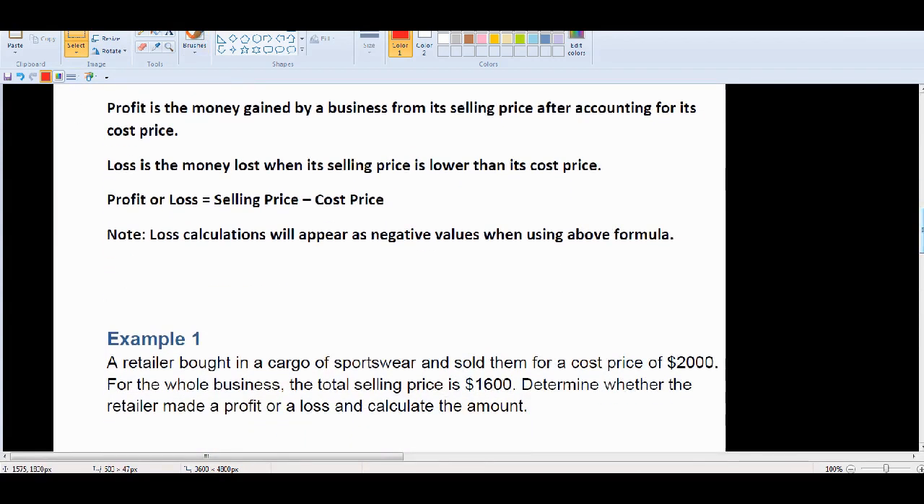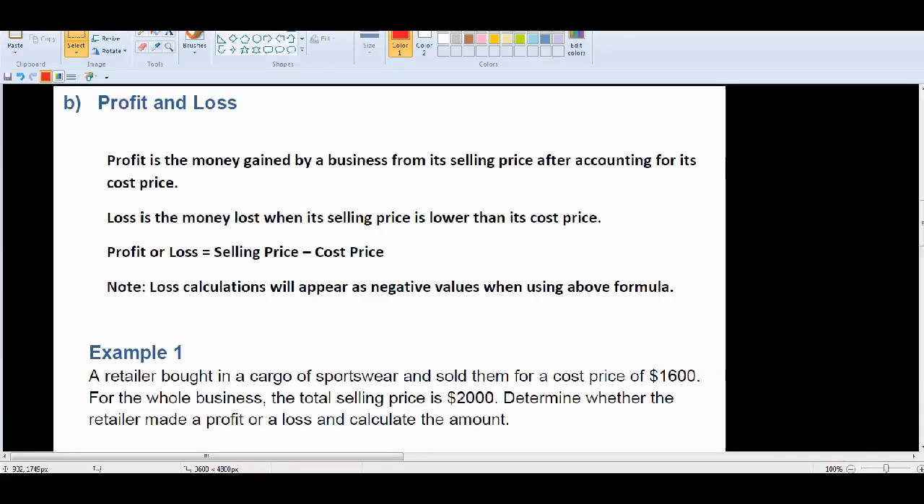Profit is the money gained by a business from the selling price after accounting for its cost price. So we know when you try to sell something, you want to sell it higher than the cost price, so that you can have a positive difference. That's what we call profit. If your selling price is lower than the cost price, that means you are making a loss. So profit or loss depends on the selling price take away cost price. If that is positive, then it's a profit, otherwise it's a loss.